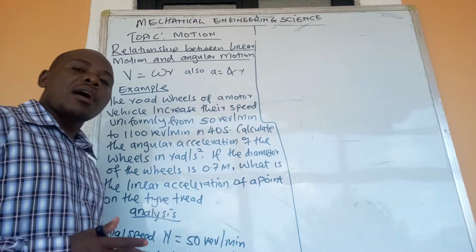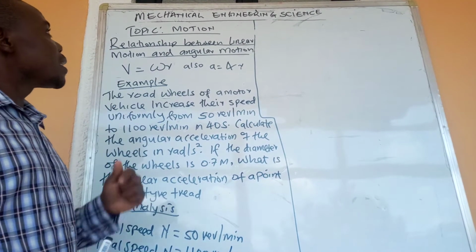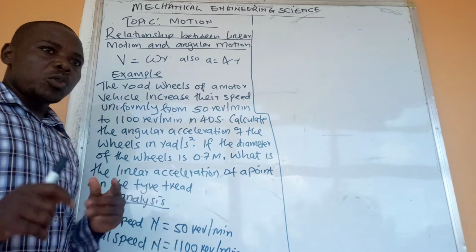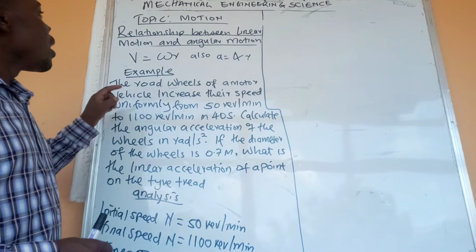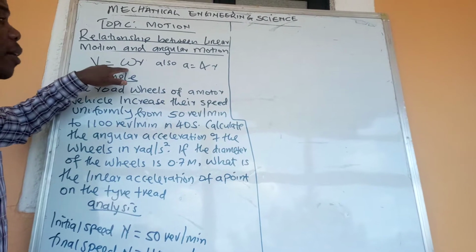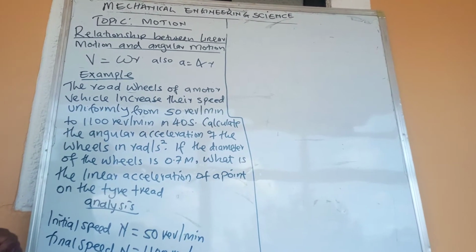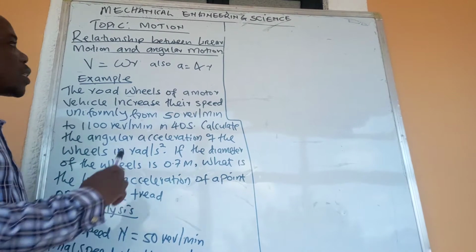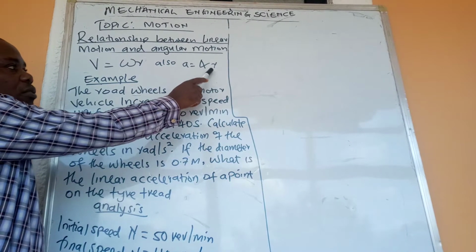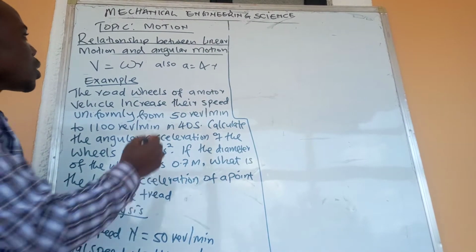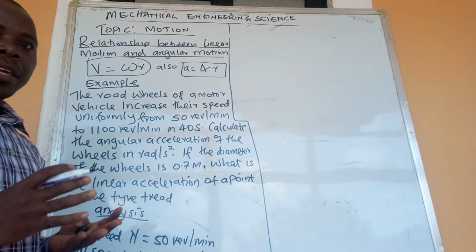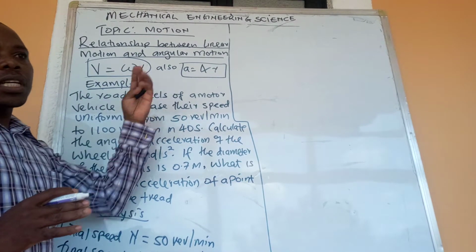Let me take you back to last week's lesson, when we looked at the relationship between linear motion and angular motion, and we were able to establish the relationship as linear velocity v being equal to angular velocity omega multiplied by the radius of the circle r. Also, we established that linear acceleration a is given by angular acceleration alpha multiplied by the radius. So these two equations give us the summary of the relationship between linear and angular motion.